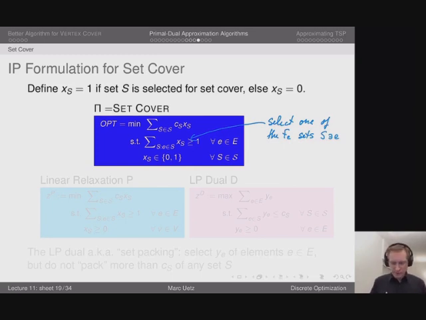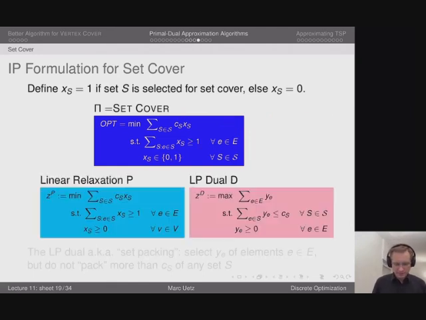Now, just as before with vertex cover, we write down the corresponding linear programming relaxation. So we drop the integrality constraints, and we also write down the corresponding dual of this linear programming relaxation. So in the LP relaxation, we replace integrality by just non-negativity. And once again, because this is a minimization problem, the smaller or equal than 1 constraints are not necessary. Okay, so that would be the fractional formulation of the set cover problem. And here we have the corresponding LP dual.